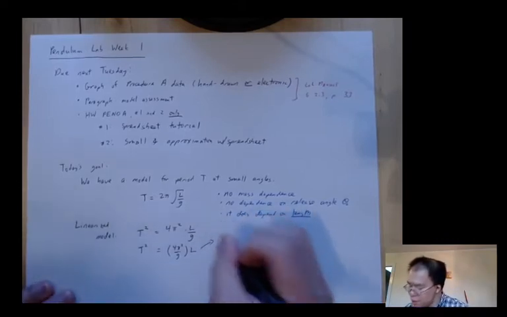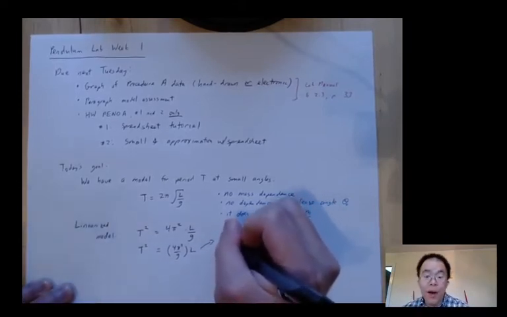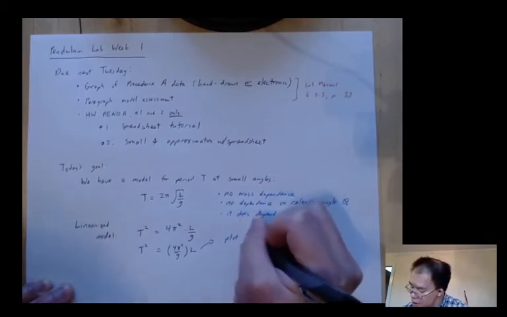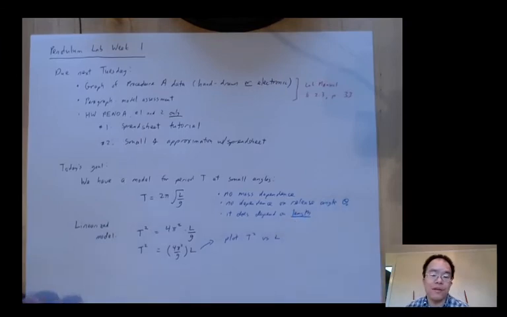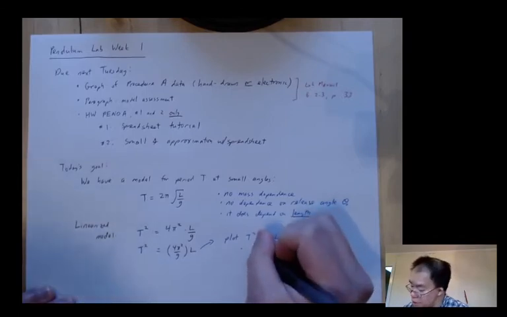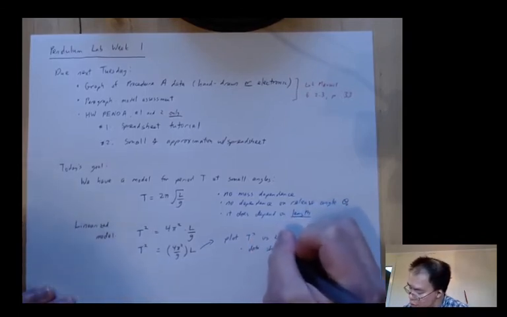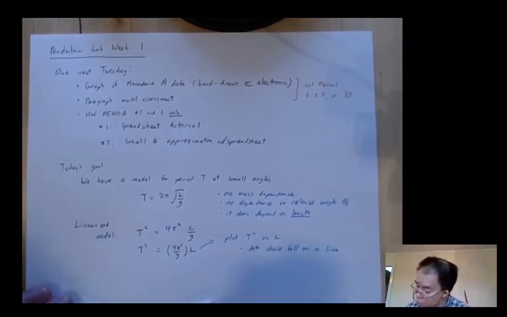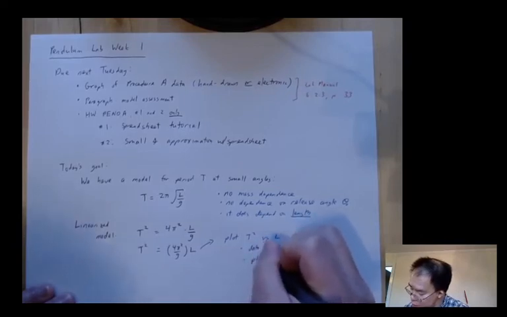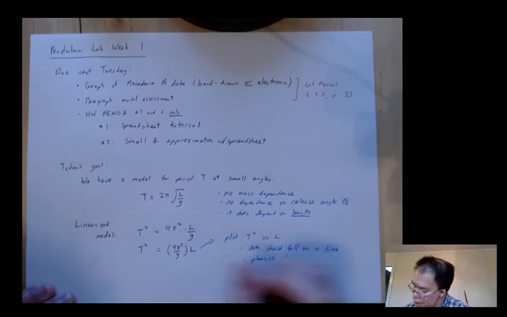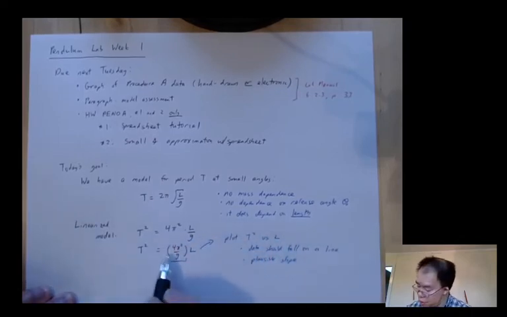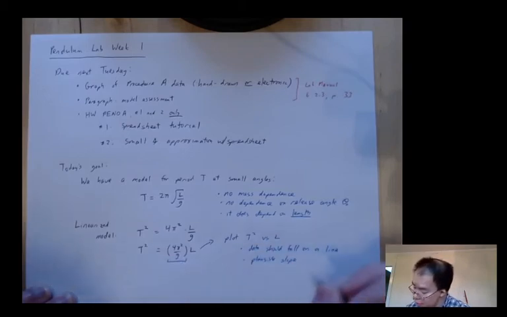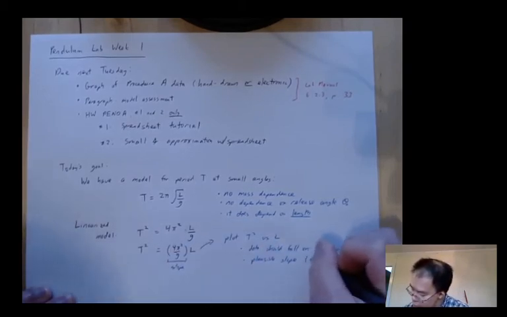So the implications here are the following. We're going to want to plot T squared versus L. If this model is in fact valid, the data should be linear. Data should fall on a line. The slope should be plausible. And the slope here is, in fact, the thing in front of the L, which is 4 pi squared over g.